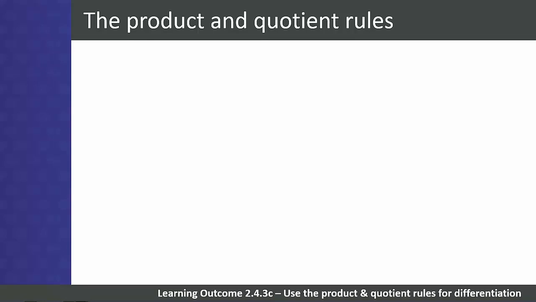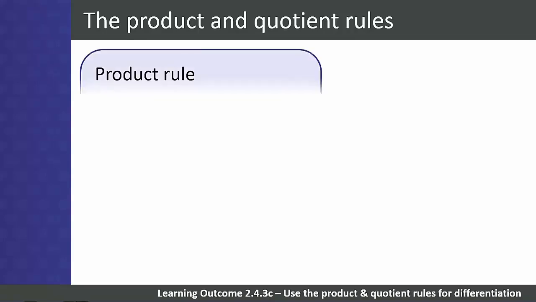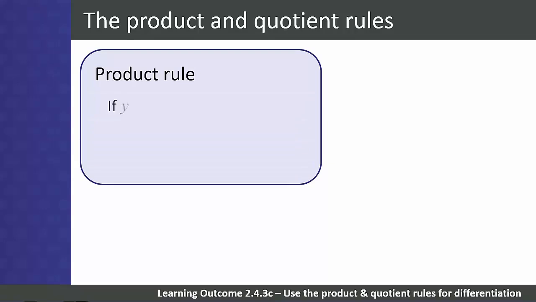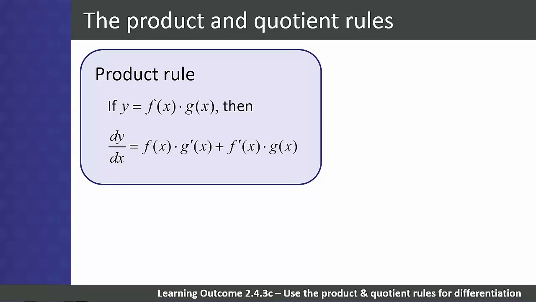The next two rules give us another way to deal with more complex differentiation problems. In this case, the complex function that we need to differentiate can be seen as being the product or the quotient of two functions that can be differentiated. The product rule states that the derivative of the product of functions f of x and g of x is equal to the function f multiplied by the derivative of g plus the derivative of f multiplied by the function g.